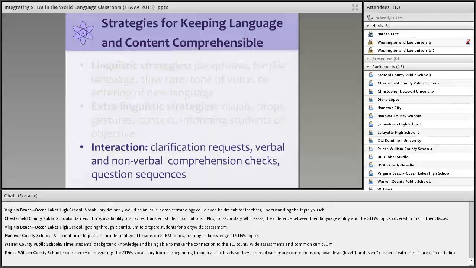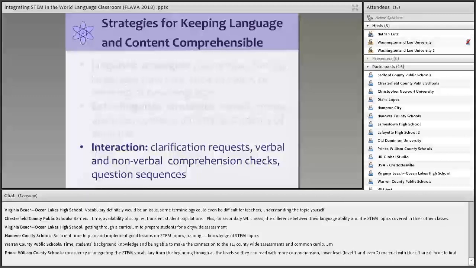Right, the next category is interaction. And these could be clarification requests, verbal and nonverbal comprehension checks, and question sequences. All very important in the language learning process, where we don't just say, "Do you understand what I'm saying?" No, that's a horrible question because everyone always says yes. So you need to ask questions where you get some sort of an answer that shows what the students understand, what you're talking about. And if they don't, then that's our moment to reteach what we've done. Great formative feedback that we're getting there.